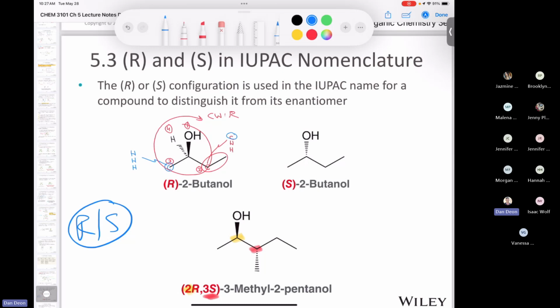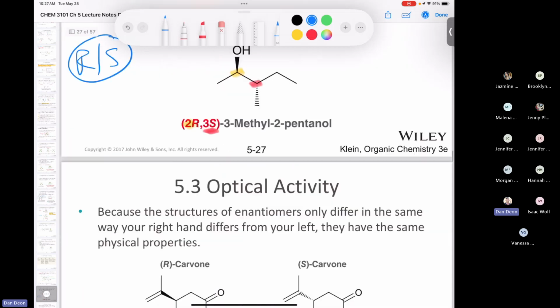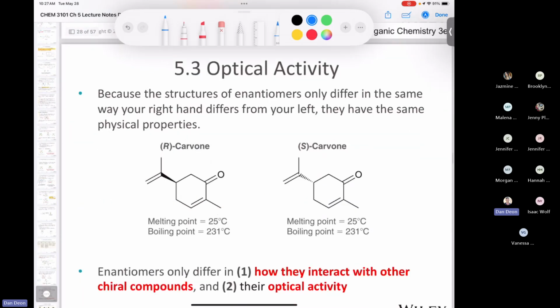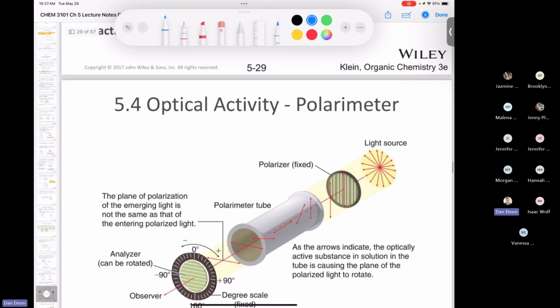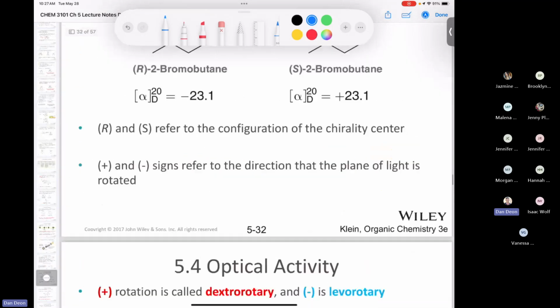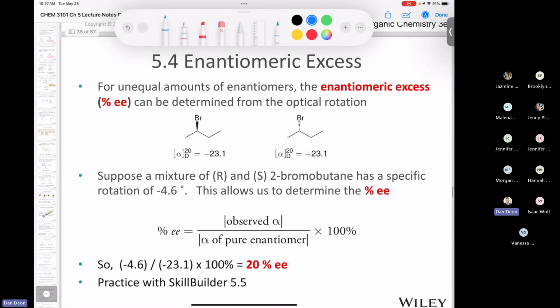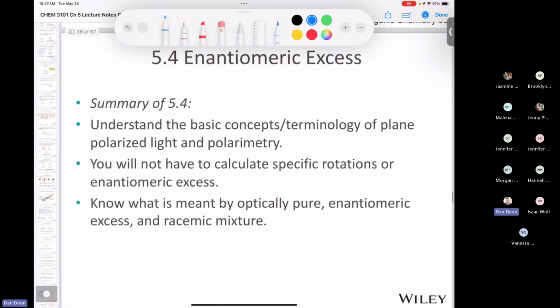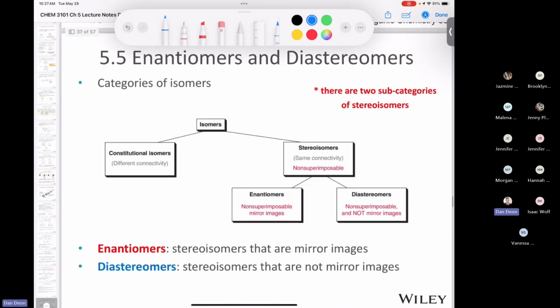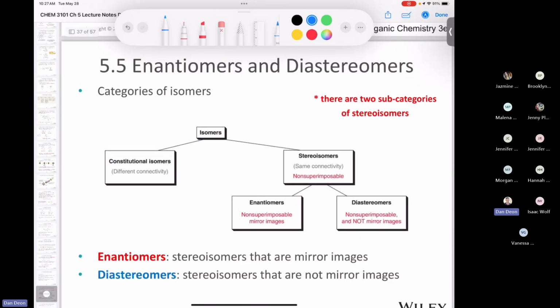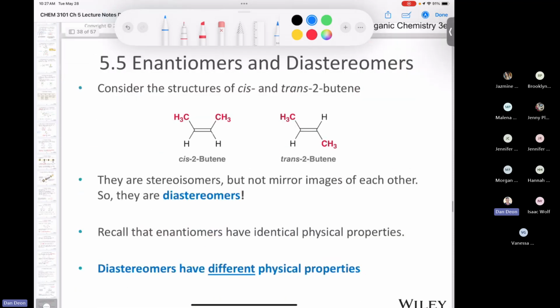And so before our next lecture on Thursday, what I'd like you to do is to get a little bit of practice on R and S. And then on Thursday, we're going to finish the rest of the chapter. We're going to talk about optical activity and what that means. Okay, so we'll go over optical activity. We'll talk about enantiomeric excess briefly, but I won't ask you to do any kind of calculations. Then we're going to cover the topic of diastereomers. Diastereomers are nothing more than stereoisomers that aren't enantiomers. That's all they are, really.